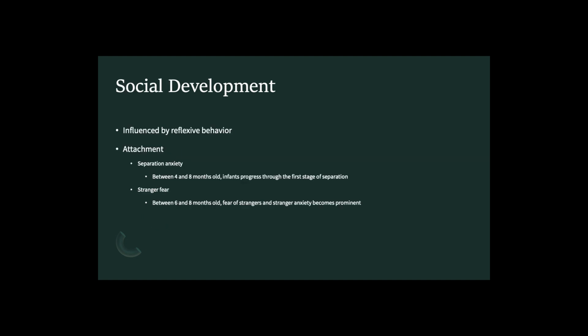For social development, this is very much influenced by reflexive behavior. You'll start seeing separation anxiety slowly develop between 4 and 8 months old, and by 6 to 8 months old, stranger danger should be very prominent.